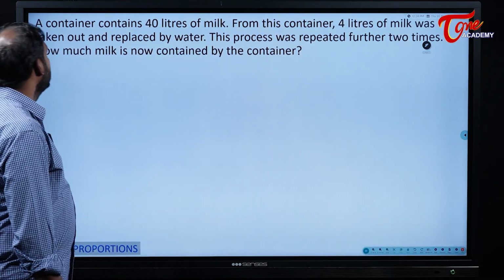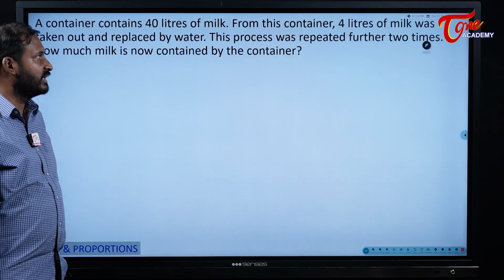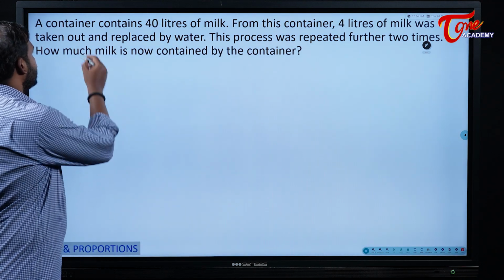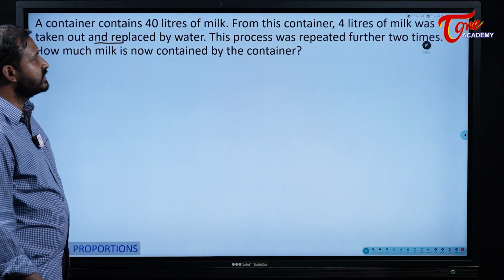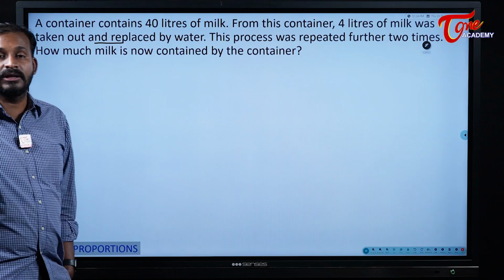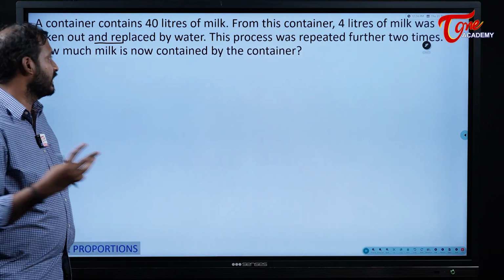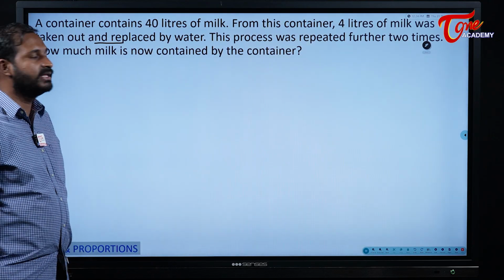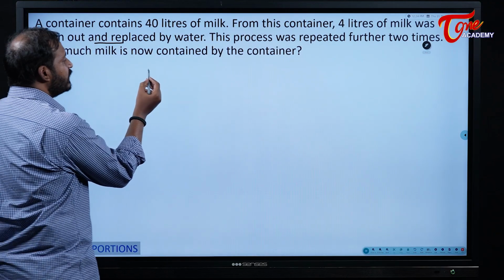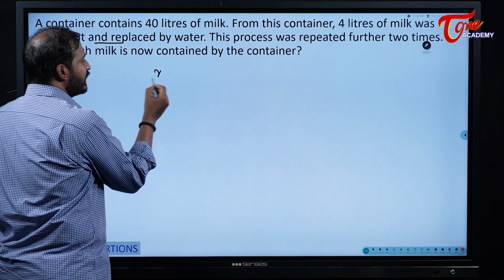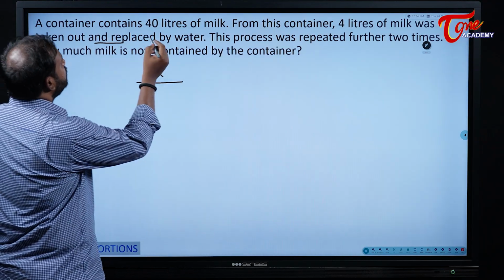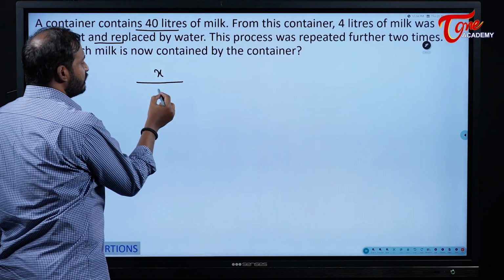Now see here, a container contains 40 liters of milk. From this container, 4 liters was taken out and replaced by water. This process was repeated further 2 times. That means overall the process was done how many times? 3 times. How much milk is now contained in the container? We know final quantity by initial quantity. I will assume the final quantity is X and the initial quantity is what? A container contains 40 liters of milk.